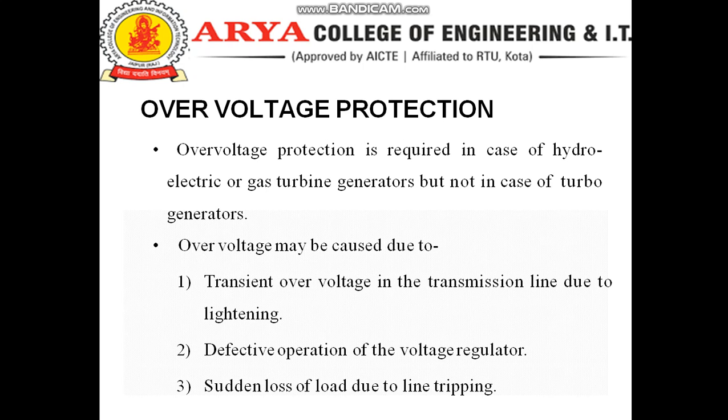Now in this slide we discuss the overvoltage protection. Overvoltage protection is required in case of hydroelectric or gas turbine generators, but not in case of turbo generators. Overvoltage may be caused by the following problems. The first one is transient overvoltage in the transmission line due to lightning. The second one is defective operation of the voltage regulator. And the third one is sudden loss of load due to line tripping.